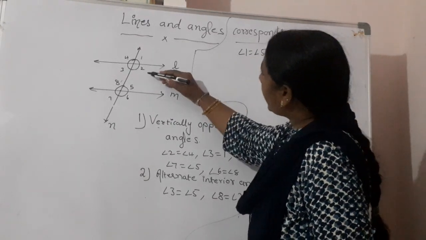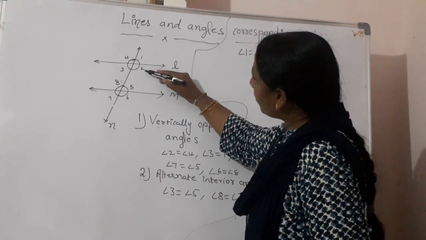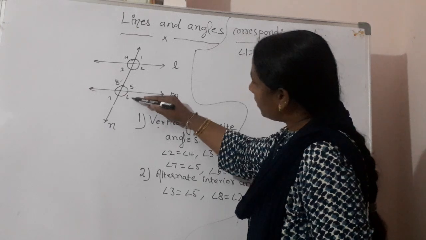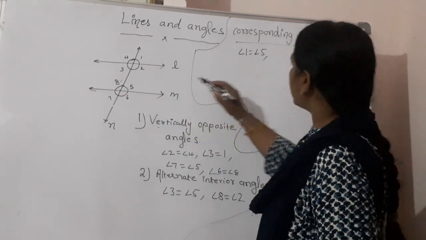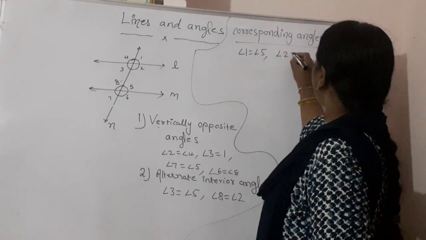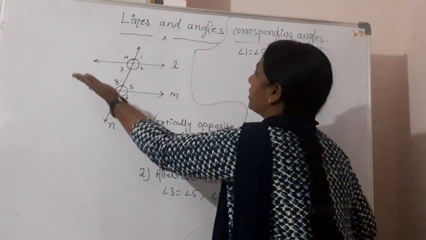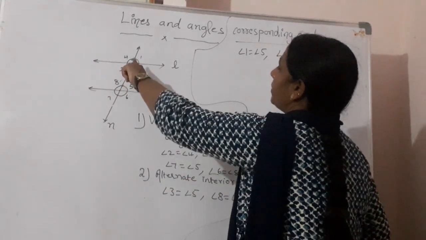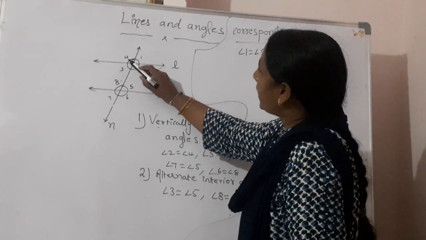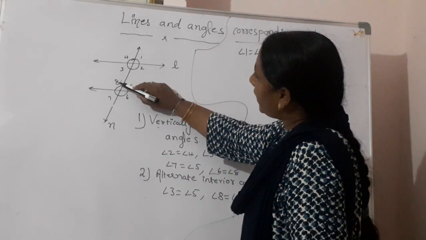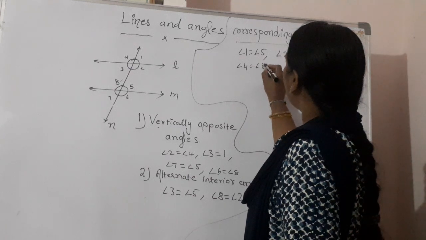Next, angle 2 is inside, on the same side of the transversal. Next you have to take the outside one. So one interior, one exterior: angle 2 equals angle 6. On the same side of the transversal, the left side, one interior and one exterior will be corresponding. This is exterior; what is the interior? 8. So angle 4 equals angle 8.